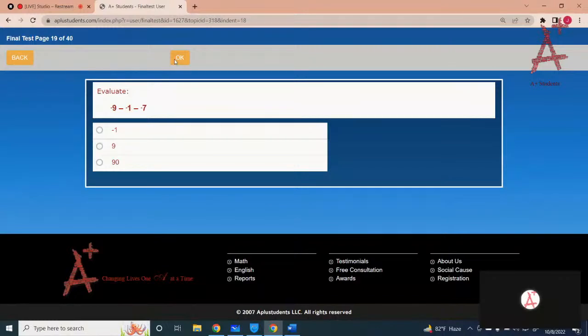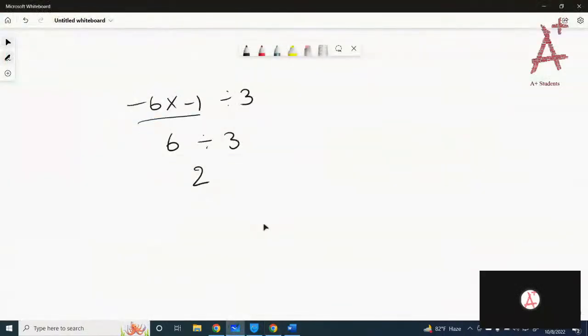Okay. Negative 9 subtract negative 1 subtract negative 7. Let's do it on board. Negative 9, subtract negative 1, subtract negative 7. Okay, just look at these two numbers. Subtracting a negative number is same as adding. Got it? Write the rest of the numbers as it is.